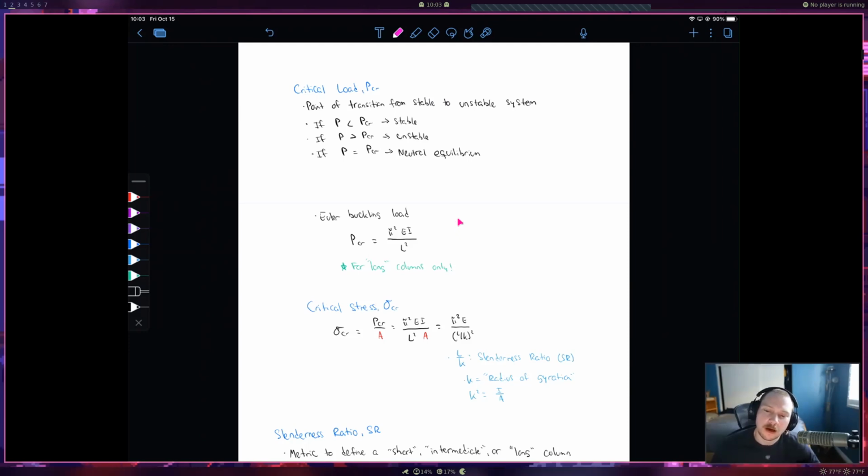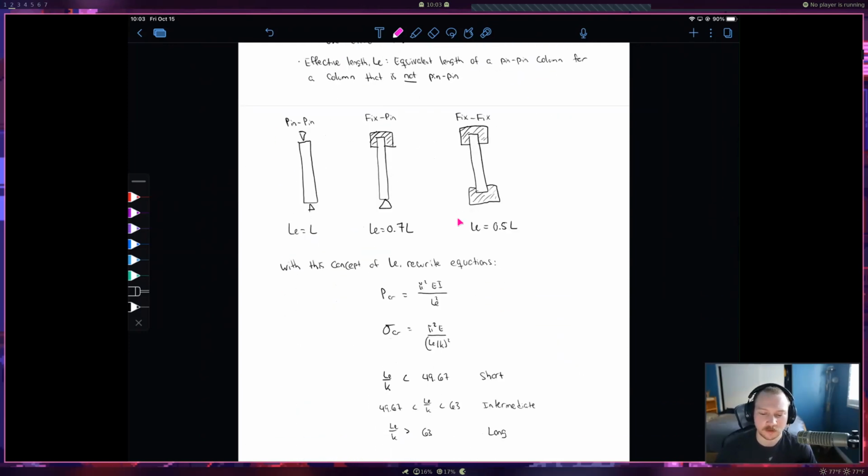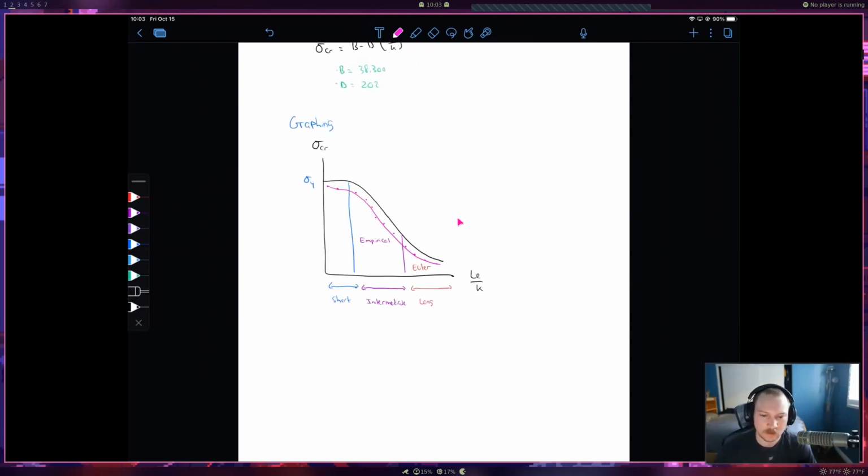And it's always going to go down. Oh, the graph here. So the short columns are always going to be higher for that critical stress because they're short. It's going to take a lot of load. But as we go on, once it gets longer and longer, that critical load gets smaller and smaller. Right. Okay.